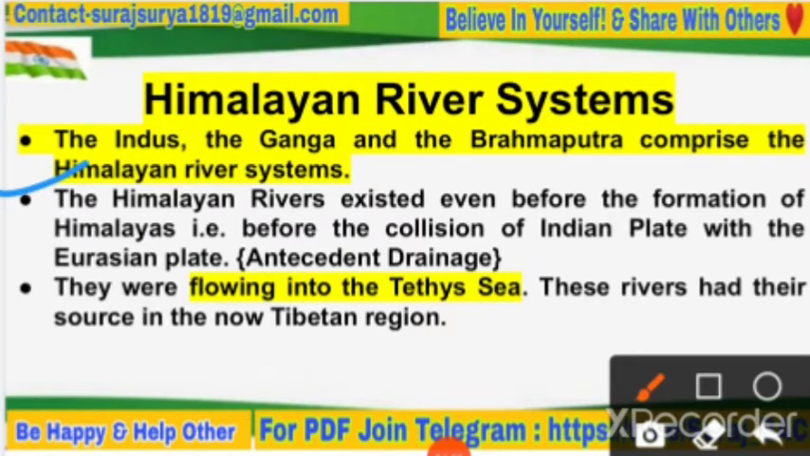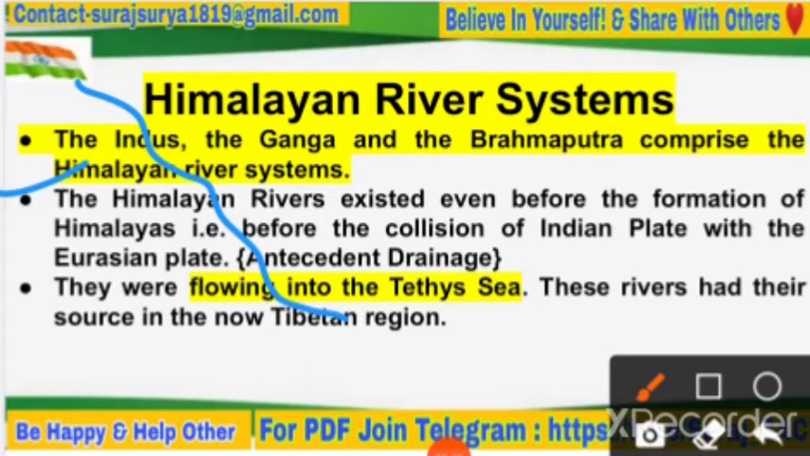The Himalayan rivers existed even before the formation of the Himalayas. According to historians and the geography of the Himalaya, the Himalayan rivers which we are discussing now were formed earlier than the Himalayas. It means these rivers were formed before the collision of the Indian plate with the Russian plate, and this is known as antecedent drainage. What is the meaning of antecedent drainage? It is the course of a river which was formed earlier, and the river right now follows the same path, which means the valley in which the river was flowing in past times, before the collision of the Indian plate with the Russian plate.